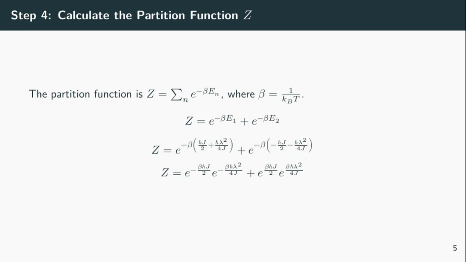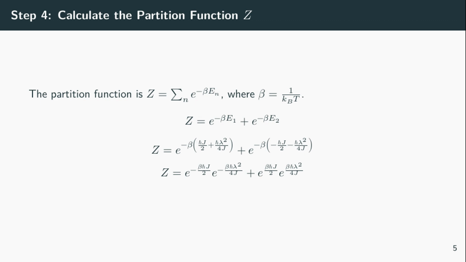E1 and E2. Step 4 is where we calculate the partition function, usually denoted by Z. The partition function is the sum over all possible states of e to the power of minus beta times the energy of that state, where beta is equal to 1 over kB T. For our two-state system with eigenvalues E1 and E2, the partition function Z is e to the power of minus beta E1 plus e to the power of minus beta E2. Substituting our approximate eigenvalues E1 and E2 from the previous step, we get Z equals e to the power of minus beta times (h bar J over 2 plus h bar lambda squared over 4J) plus e to the power of minus beta times (minus h bar J over 2 minus h bar lambda squared over 4J).